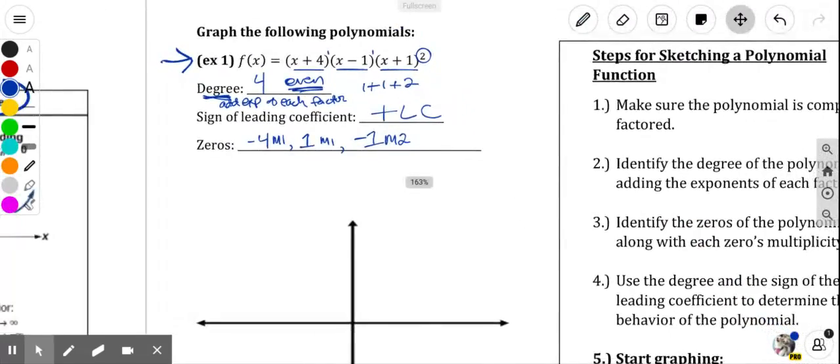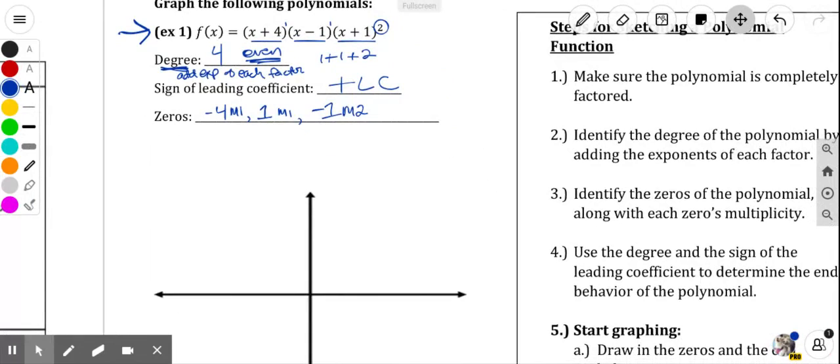Now here comes the graph. I've given you just a bunch of X and Y axes. I find it easier to graph on these because you can decide how big you want your units to be, versus sometimes when I give you a coordinate plane graph, it's too small and congested. So I like to space it out on here. So here's where we're going to start graphing.